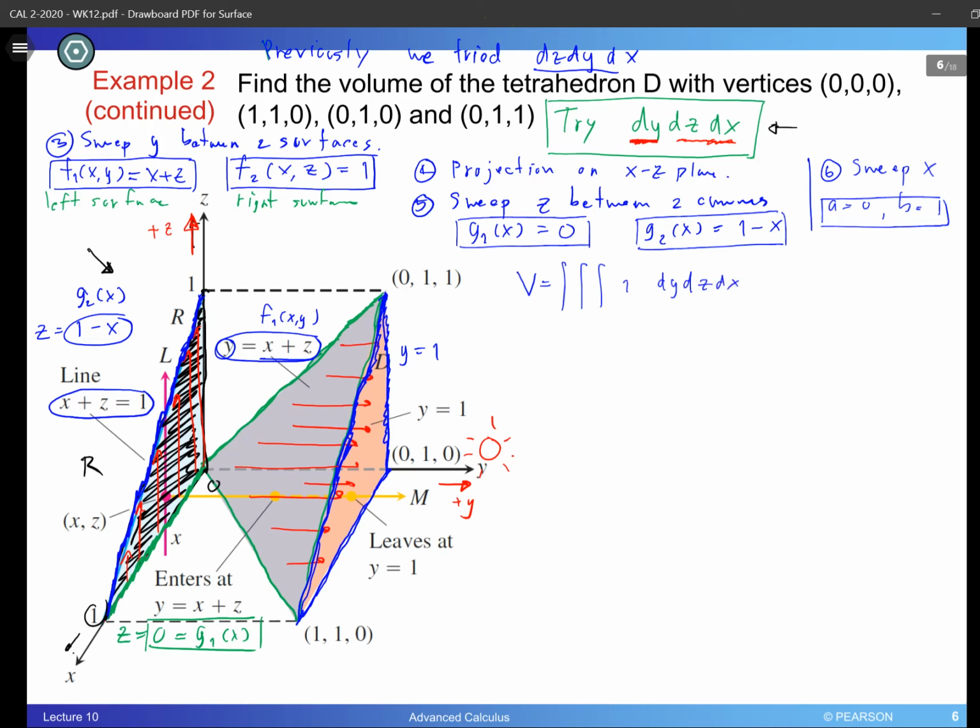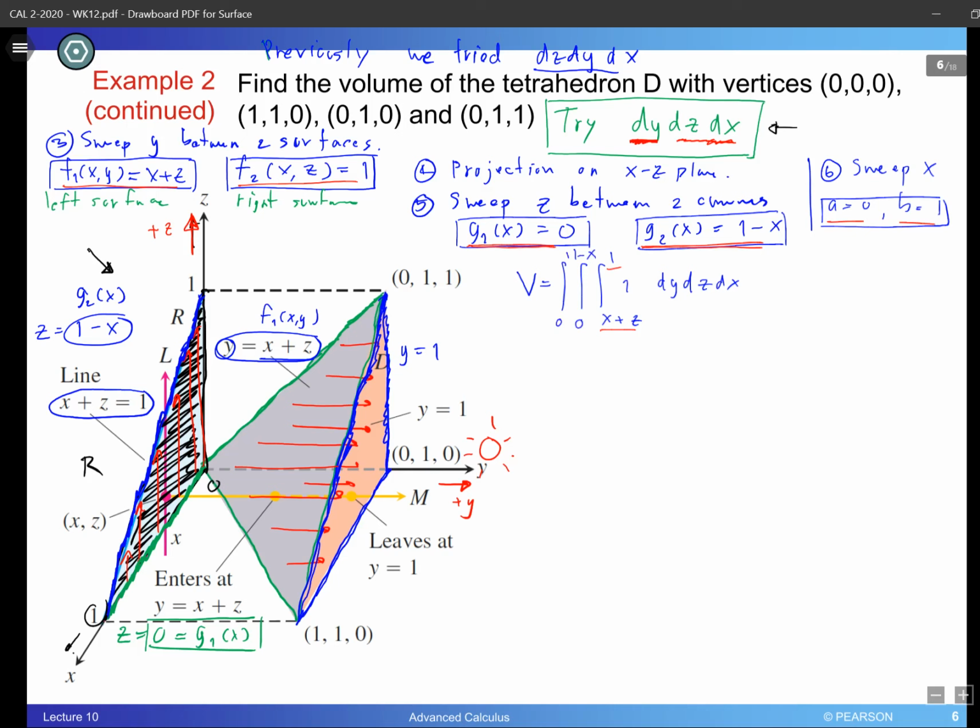First, the surfaces in terms of y variable. So we sweep from f1, which is x plus z, to f2, which is 1. For z variable, it's going to be between this g1 of x and g2 of x. Oh, by the way, for y variable, we use this f1 and f2 right here. And that's why we have this x plus z and 1 right here. Now for z, 0 to 1 minus x. So we have this 0 to 1 minus x. Now for x, from 0 to 1. So let's put 0 to 1 right here.